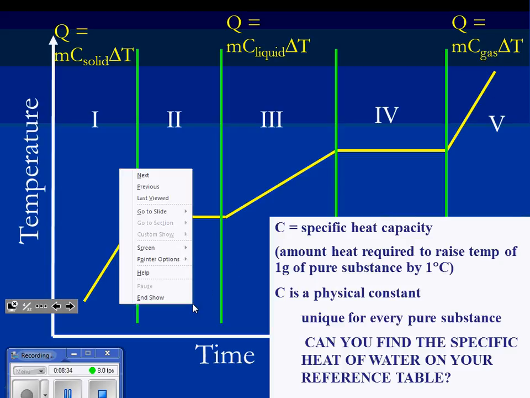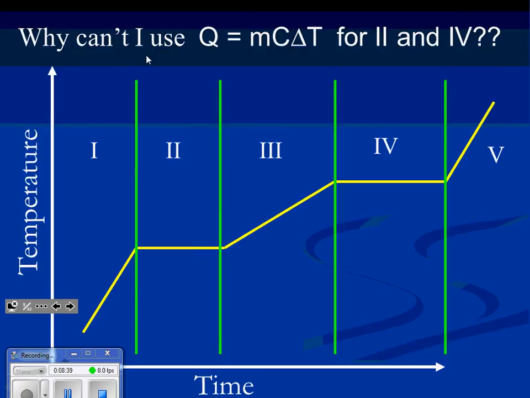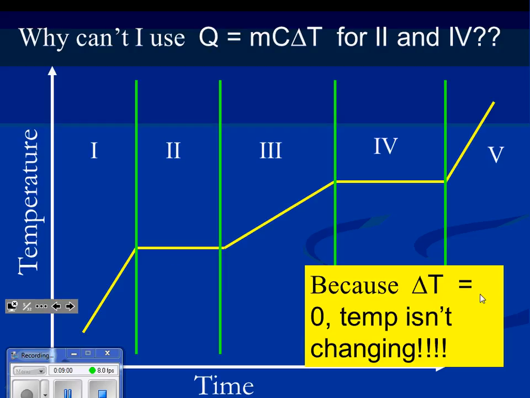Okay. Now, why can't I use Q equals mc delta T for parts 1 and part 4? Well, I already told you that, and your answer should be because that's a flat line. There is no increase in temperature. Okay? Because delta T is 0, temperature is not changing.